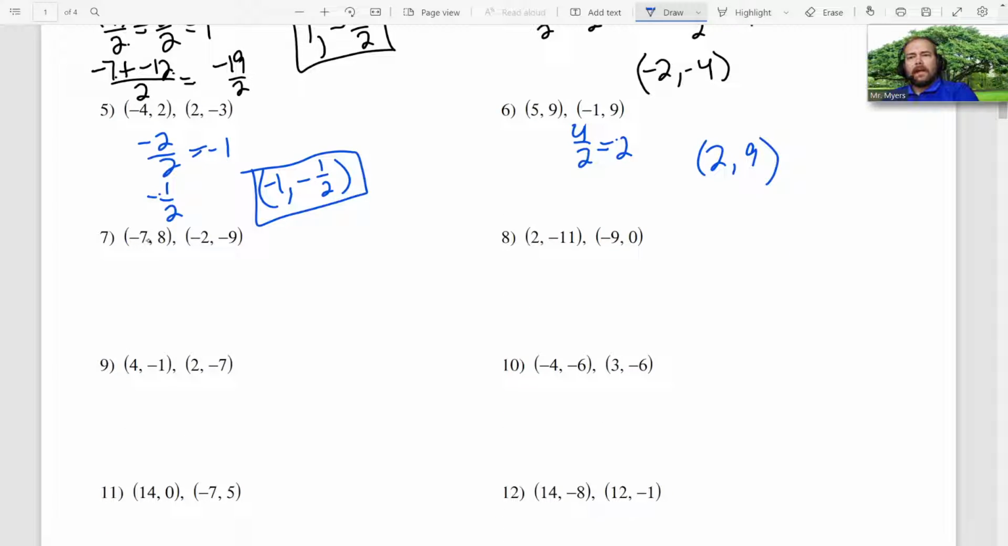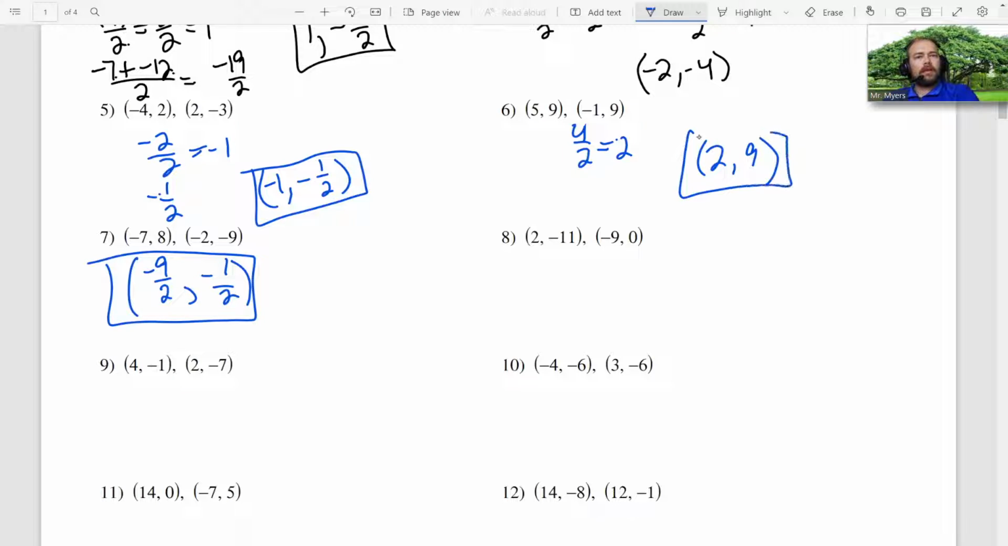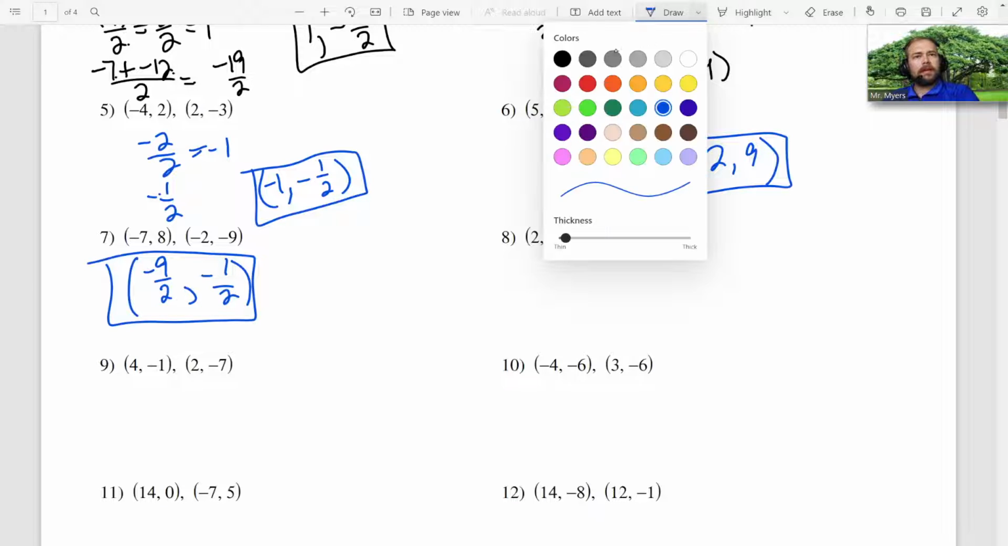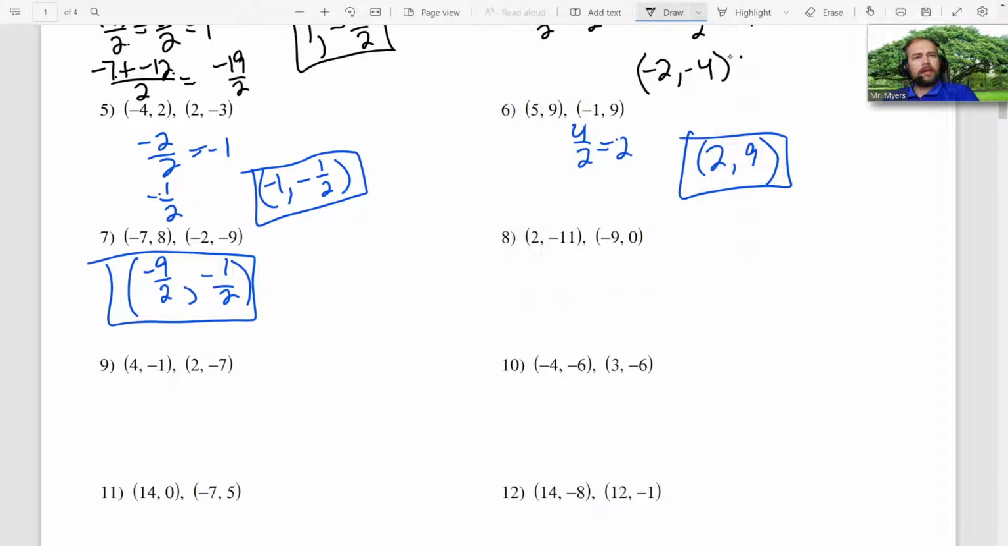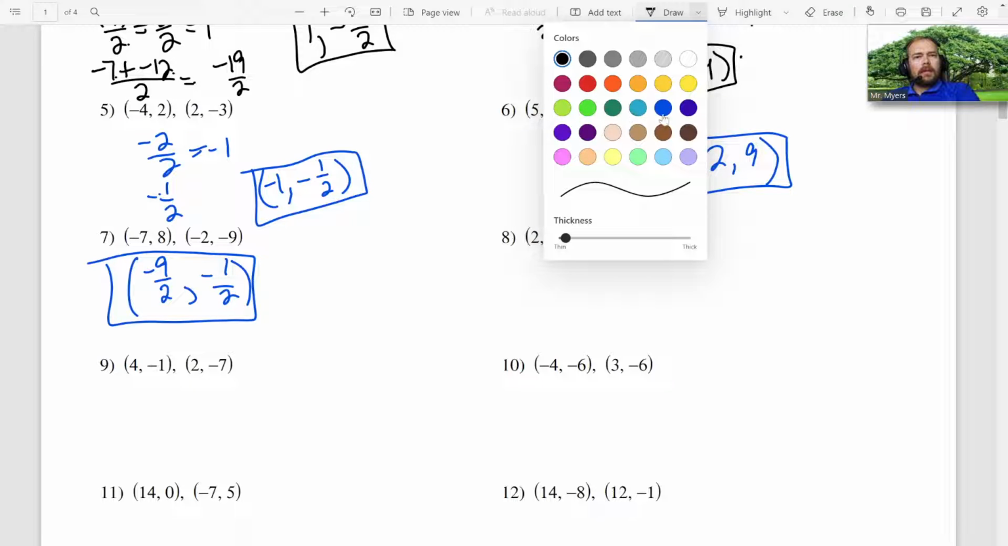Okay. Negative 7 plus negative 2 is negative 9 over 2. 8 minus 9 is negative 1 over 2. And that's actually the answer. Okie dokie. And I forgot to box this one in right here. There we go. Okay. Next.